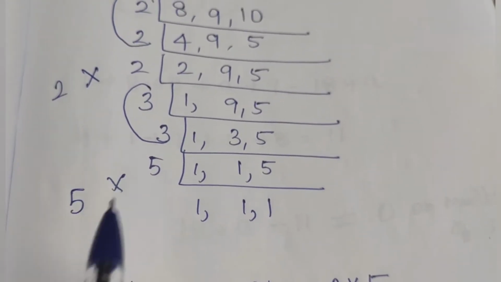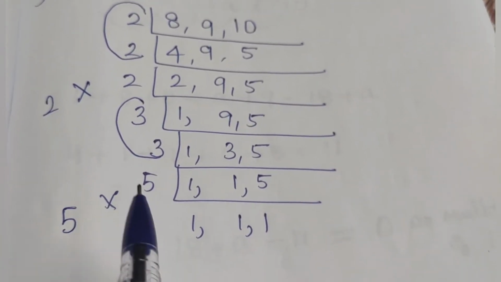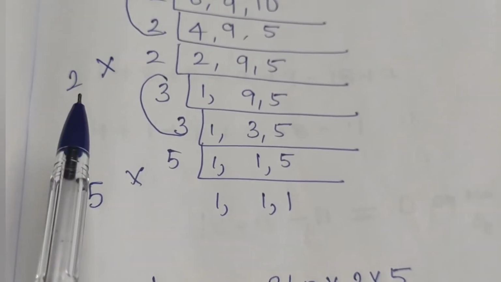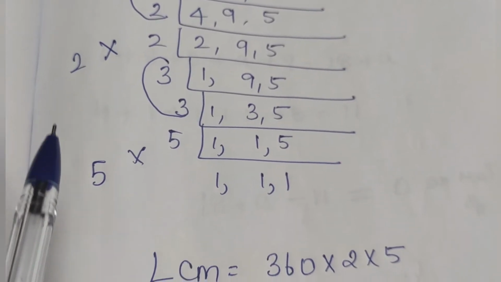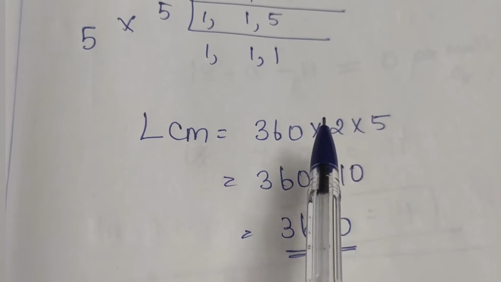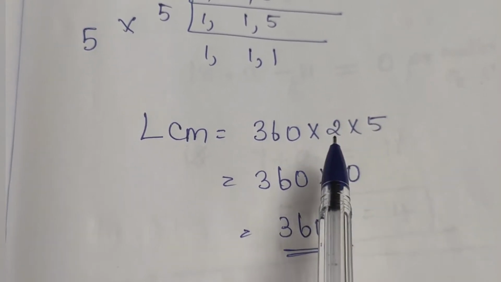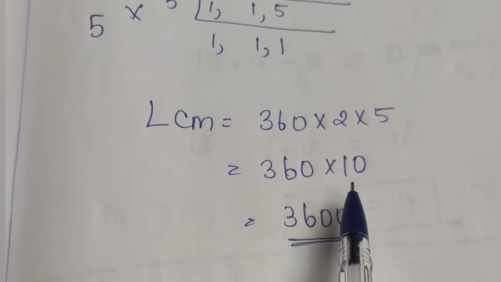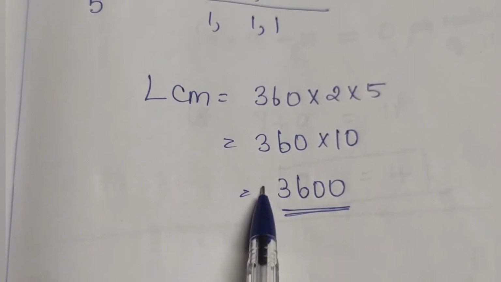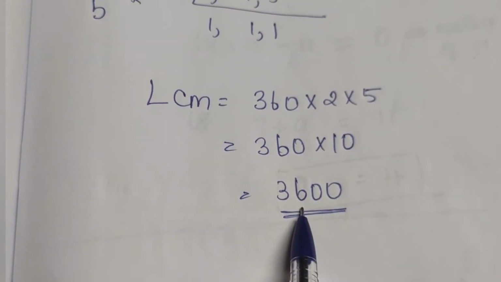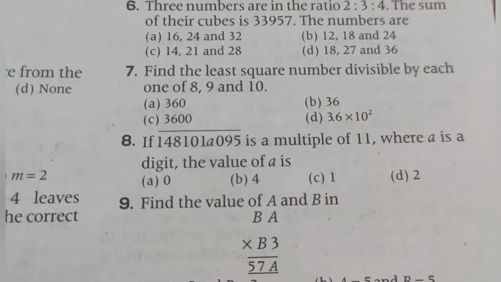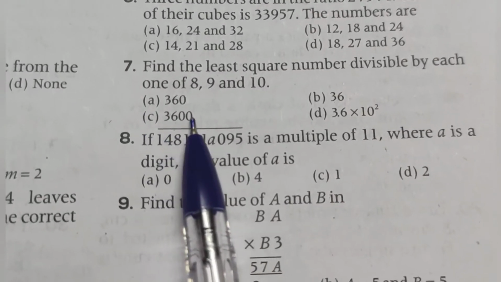Which factor does not have a pair? 2 does not have a pair, 5 does not have a pair. So I multiply a 2, I multiply a 5, so 2 into 5 is 10. So LCM 360 into 2 into 5, because one 2 does not have a pair and one 5 does not have a pair. 360 into 10, I get 3600. Now this is a square number and this number is divisible by 8, 9 and 10. So seventh one, answer C, 3600.